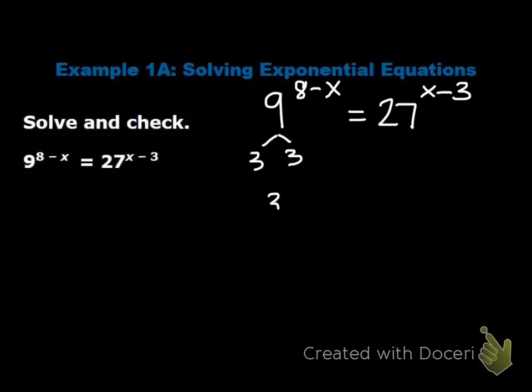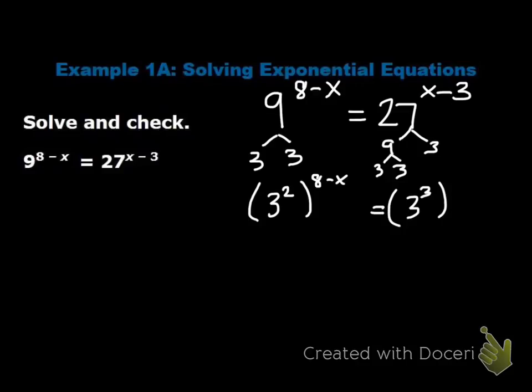So if I write that as a power, or using an exponent, that would be 3 squared. Whenever you rewrite a base, it has to go in parentheses. So that's 3 squared to the 8 minus x. And then what are 2 numbers that multiply to 27? 9 and 3. But we know we can break 9 up into 3 and 3. So that's 3 to what power? 3 to the third, or 3 cubed. So same thing in parentheses, and then you do x minus 3.